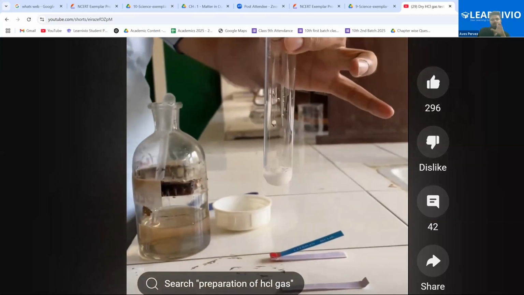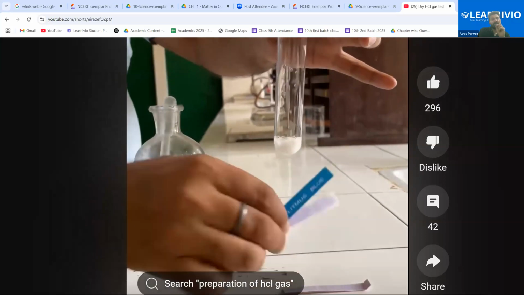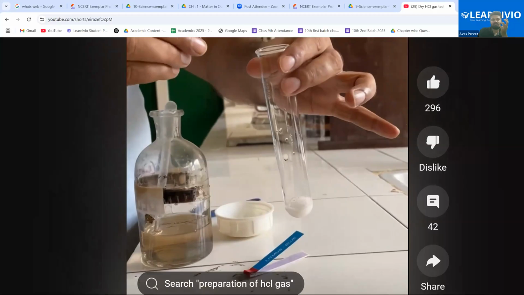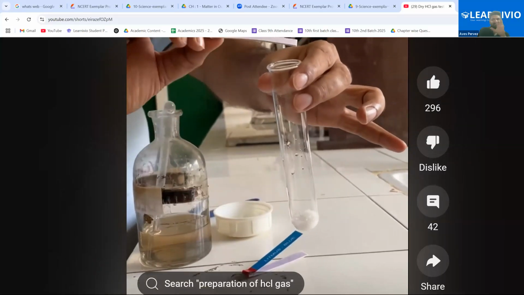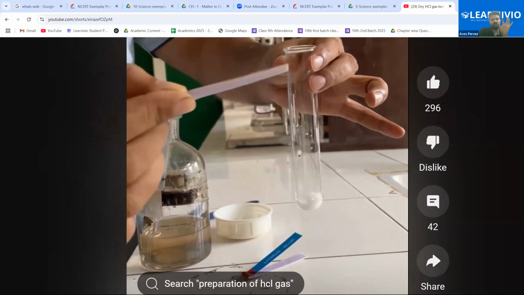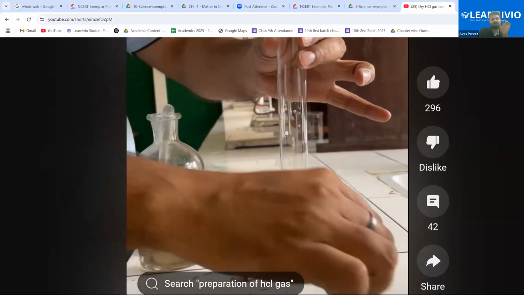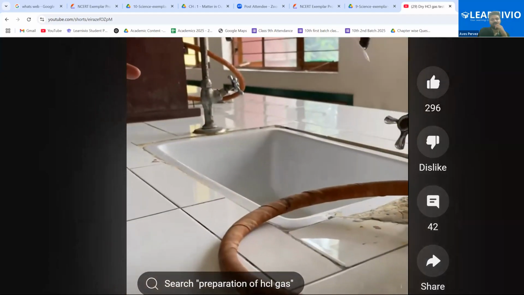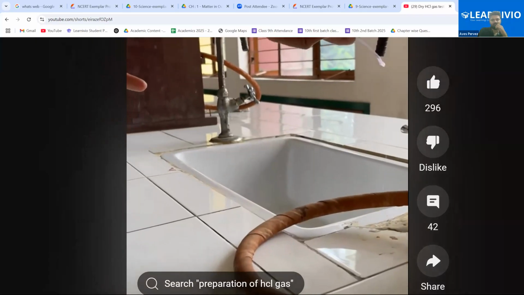Why? Because water is a compulsory requirement for the production of H plus ions. If there is no water, no H plus ion will be produced. And when no H plus ion is produced, there will be no effect of the gas. Means the HCl will not work.